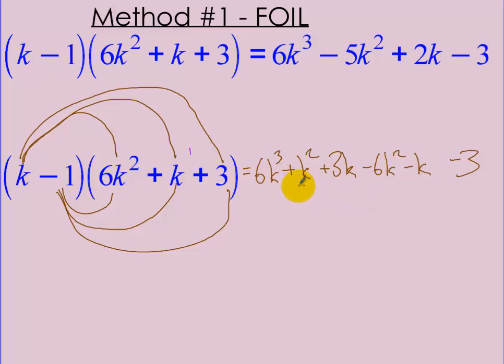So let's combine like terms. 6k to the third is by itself, so just 6k to the third. K squared and negative 6k squared, so that's 1 minus 6 is negative 5k squared.